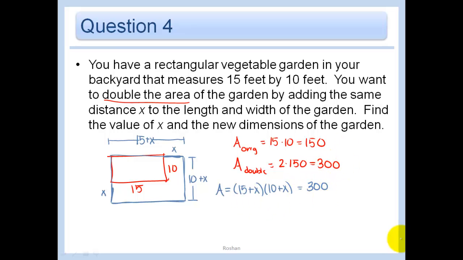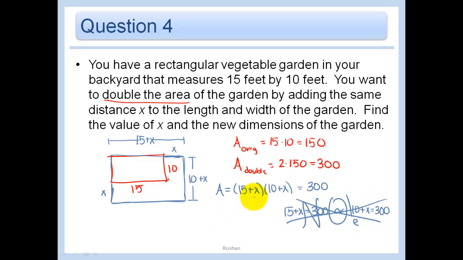Okay, now who is tempted to say, don't write this down, 15 plus x equals 300 or 10 plus x equals 300? If you're tempted, never do this. Because we can only do that because of the zero product property. Only one or the other of the terms has to equal 0 if they're multiplied together to equal 0. So don't ever do this.